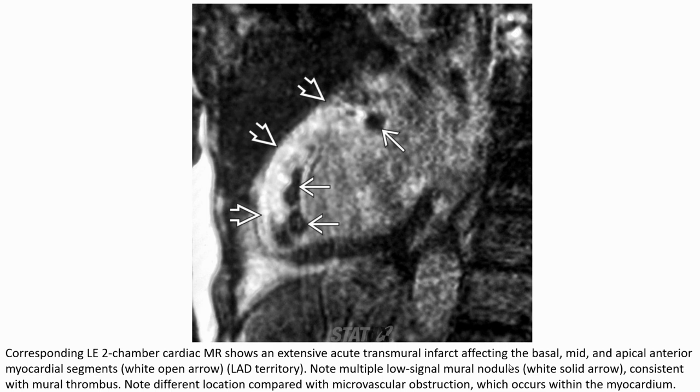This corresponding two chamber cardiac image also shows an extensive acute transmural infarct affecting the basal, mid, and apical anterior myocardial segment. Wide open arrow indicates the large territory. Note multiple low signal mural nodules, wide solid arrow, consistent with mural thrombus. Note the different location compared with microvascular obstruction, which occurs within the myocardium.